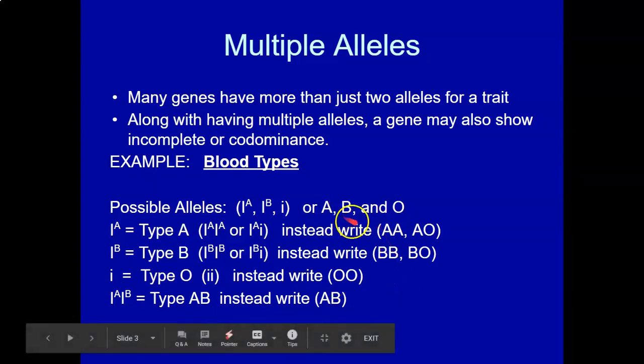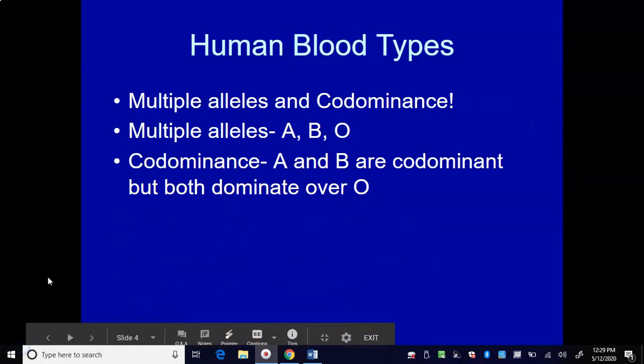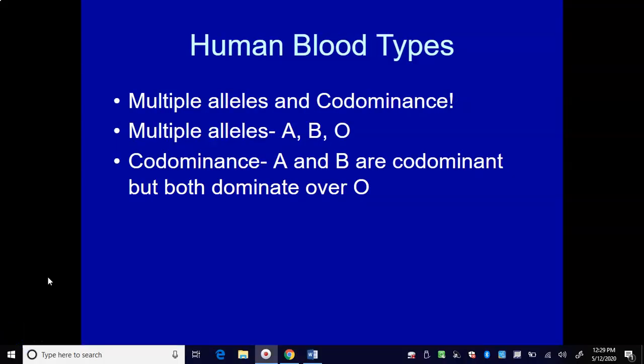These would be the genotypes that you would use in your Punnett squares for the different individuals. Again, the blood types show multiple alleles because there's more than just 2 alleles. We were just used to a capital T, lowercase t. Now you can have an A, B, or O, and you always have 2 of them because you get 1 from each parent. Blood type also shows codominance because if you have AB blood, you have both A and B together. They're both dominant together, and they're always dominant over O.